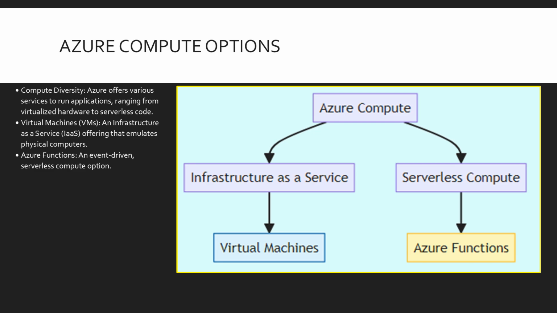This flowchart categorizes our two topics. From the main Azure Compute node, we branch into two models. On the left is infrastructure as a service, represented by virtual machines. On the right is serverless compute, represented by Azure Functions. This visual distinction sets the stage for understanding the trade-offs between managing infrastructure and managing only code.